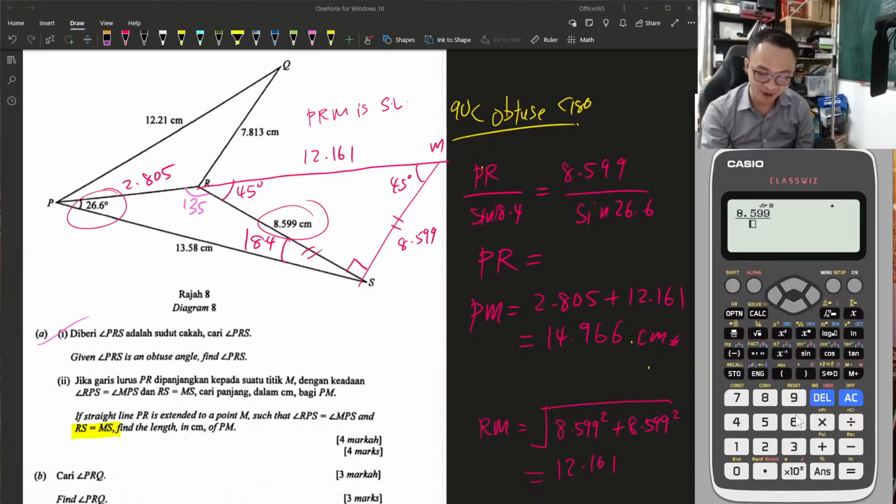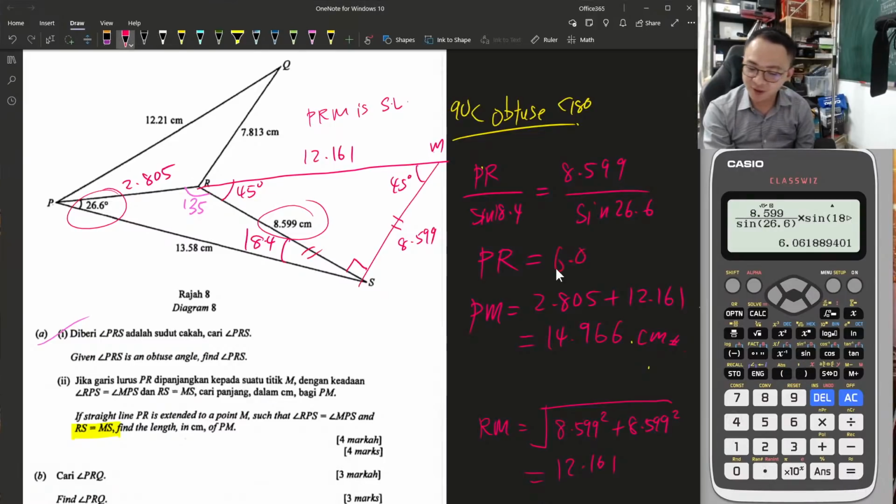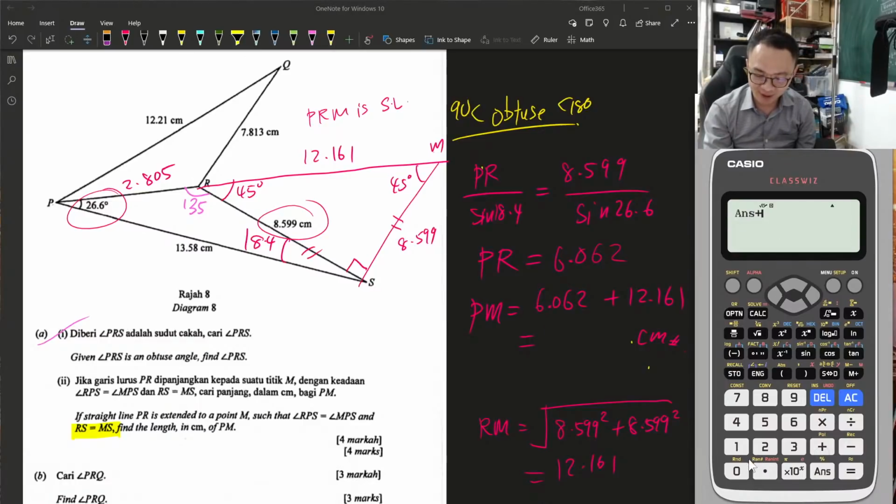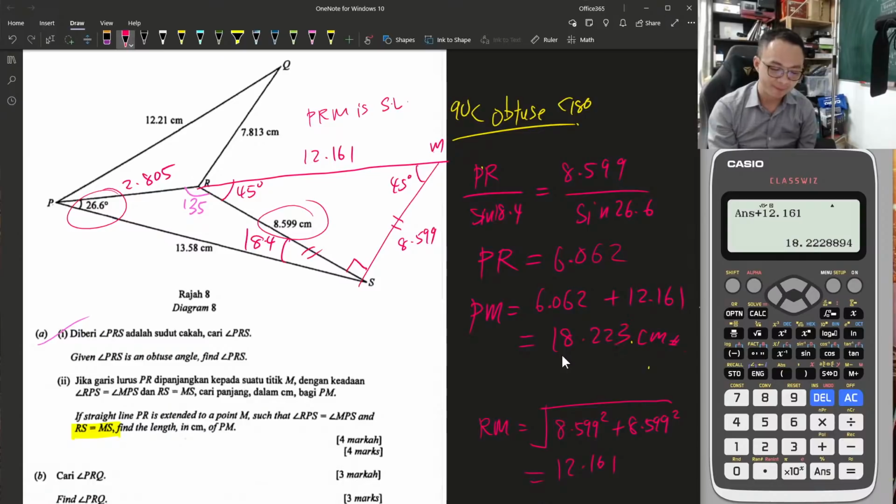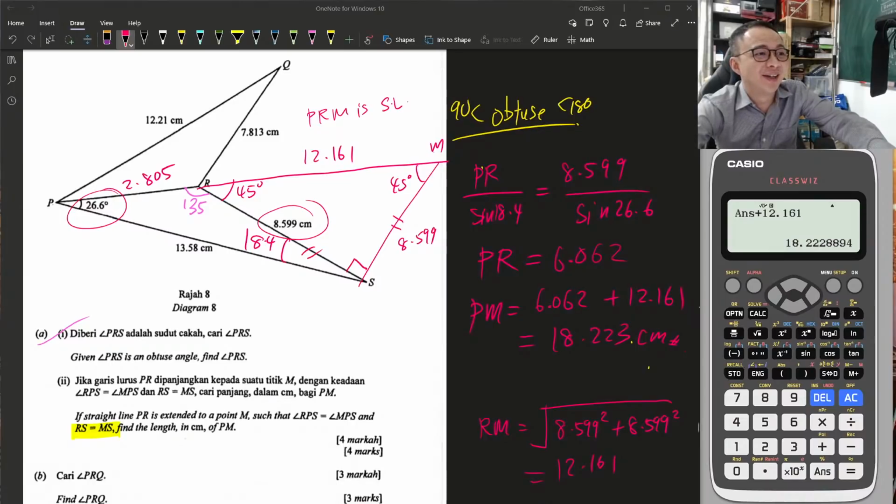8.599, type again, over sine 26.6 times sine 18.4. This is 6.062. Okay, so 6.062 plus this one plus 12.161 is 18.223. Okay, I hope it is correct now. I don't want to make so many mistakes. Yeah, it should look correct now.